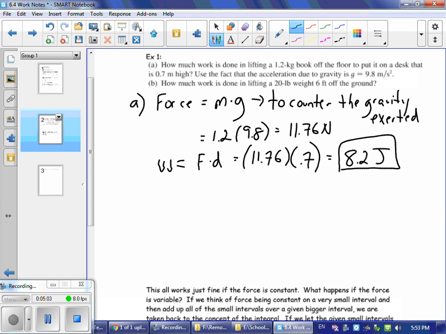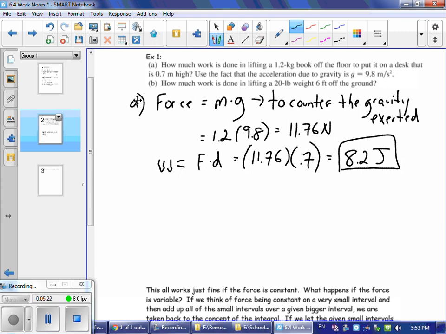Okay, not really any calculus needed there. This is just standard physics stuff, just to get you familiar with the concept of work. And part B, how much work is done in lifting a 20-pound weight 6 feet off the ground?